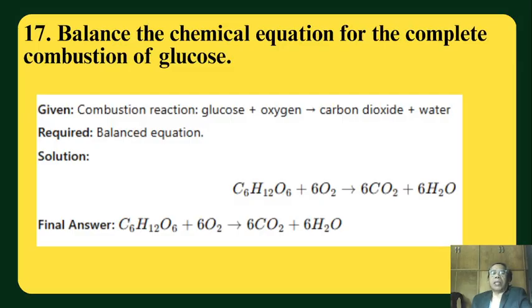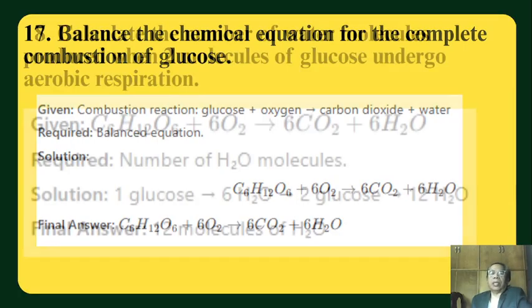Balance the chemical equation for the complete combustion of glucose. So we're given a combustion reaction. We have glucose reacted with oxygen to produce carbon dioxide and water. So we are required to have a balanced chemical reaction. So the solution will be 1 mole of C6H12O6 reacted with 6 moles of oxygen to produce 6 moles of carbon dioxide and 6 moles of water.